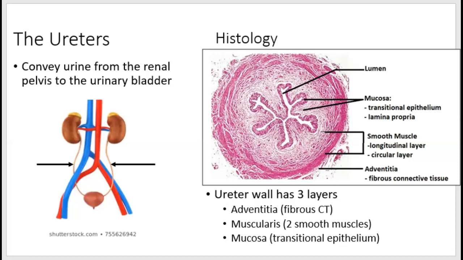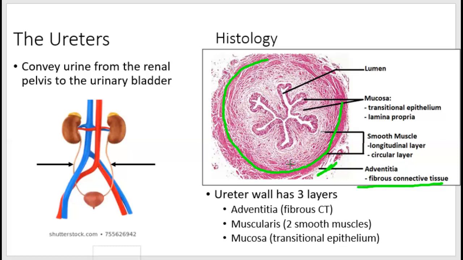The ureter wall has three layers. The outermost layer is the adventitia, and the adventitia is made up of fibrous connective tissue, so it's kind of like right here. Then in the middle we have smooth muscle, and the smooth muscle is very difficult to distinguish here. Some of the smooth muscle is going around in a circular pattern, and some of the smooth muscle has been cut because there's fibers that are coming kind of out of the screen towards you. So those are longitudinal fibers that are here and here.